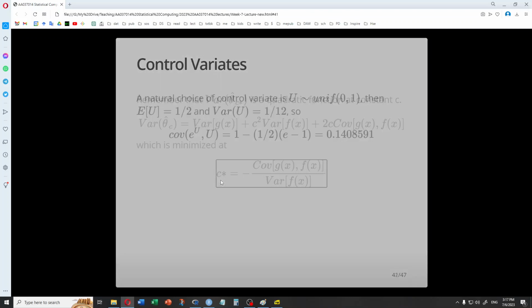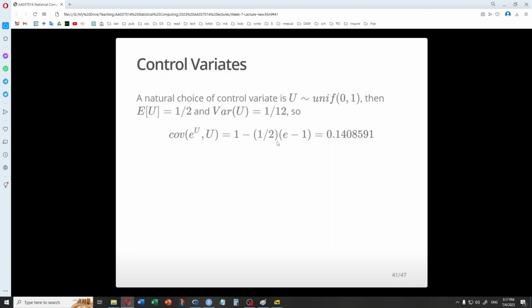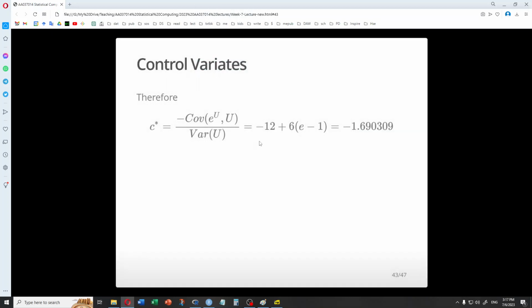And in this case, because the covariance is given by this, and the variance is 1 over 12, by taking (1 minus (e minus 1) divided by 2), divided by 1 over 12, you are going to get negative 12 plus 6 times (e minus 1), which is negative 1.96.